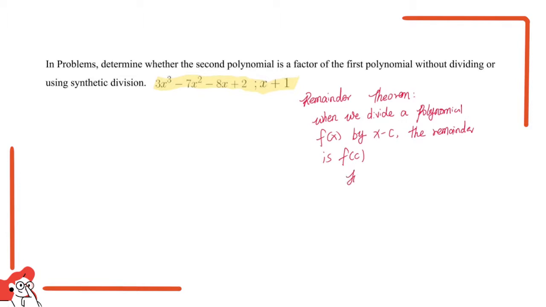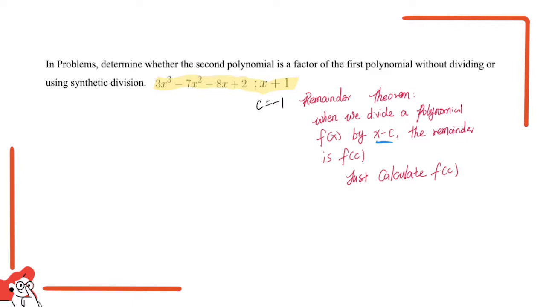f(c). By which I mean, in our case, c is supposed to be equal to -1, right? Because we have x minus c here. So in our case, c is equal to -1.